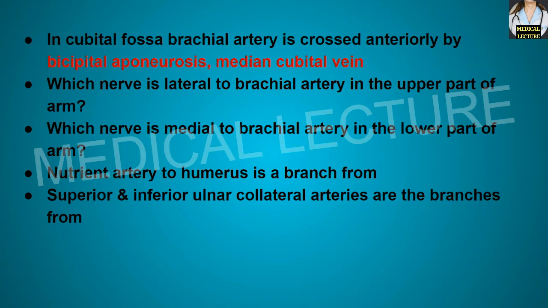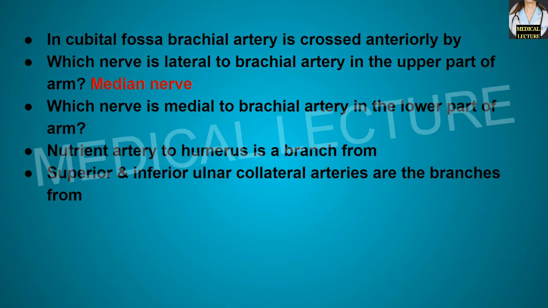Which nerve is lateral to the brachial artery in the upper part of the arm? It is the median nerve. Which nerve is medial to the brachial artery in the lower part of the arm? It is the ulnar nerve, medial cutaneous nerve of forearm. Nutrient artery to the humerus is a branch from the brachial artery. Superior and the inferior ulnar collateral arteries are the branches from the brachial artery.